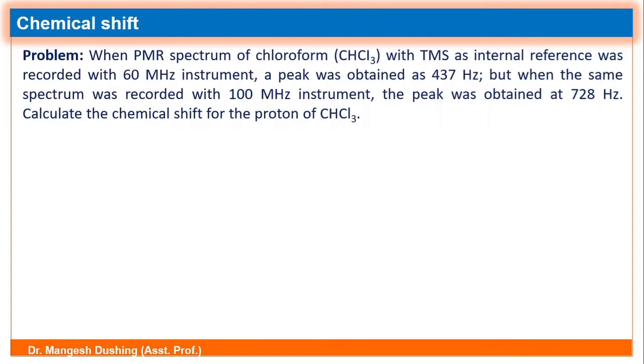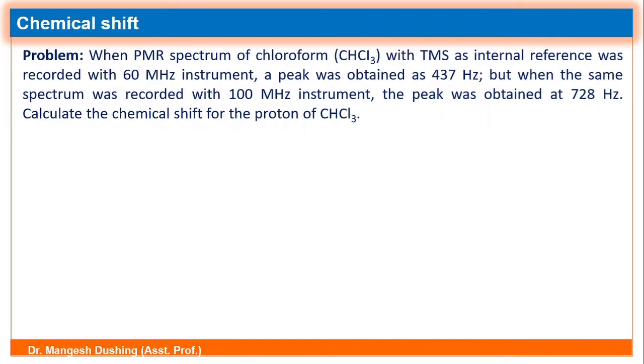Now we'll see one problem. When a PMR spectrum of chloroform with TMS as an internal reference, internal standard, was recorded with a 60 MHz instrument, a peak was obtained at 437 Hz. But when the same spectrum was recorded with 100 MHz, the peak was obtained at 728 Hz. Now calculate the chemical shift for the proton of chloroform.